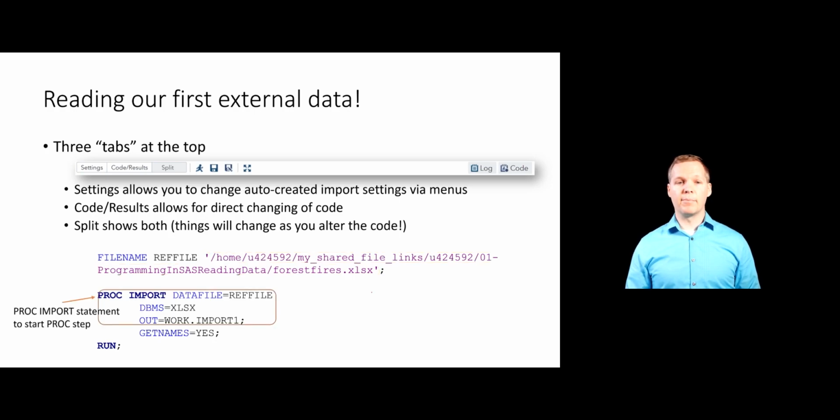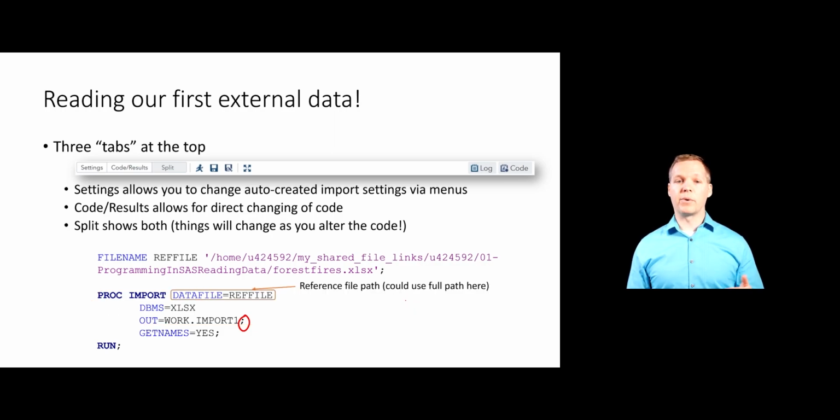Then it creates a proc import step. The first part of the proc import step is the proc import statement. This is a statement that is now broken over three lines, but notice that there is only one semicolon here. So this is all one statement. We often break our code down across lines to make it more readable. Again, this is one statement, the proc import statement. Within here, we're telling it which data file we want to read in, and we're using the reference that was defined earlier.